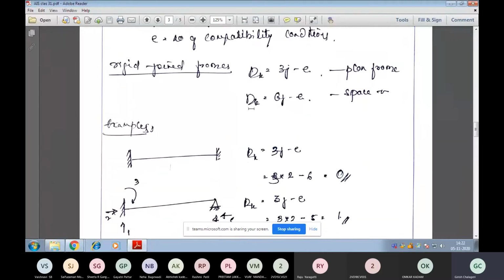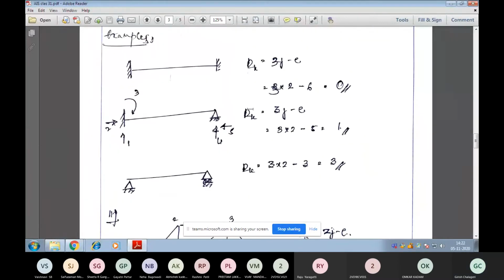Here are some examples I can show you. You can see a beam is given with both ends fixed here. So the degree of kinematic indeterminacy for this member is 3j minus E. J means there are two joints, A and B. So 3 into 2, 6, minus the unknowns, which are 6: 3 at A and 3 at B. So 6 minus 6 is 0. So the degree of freedom or the kinematic indeterminacy for this structure is 0.